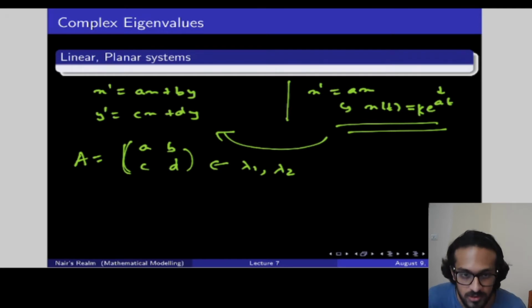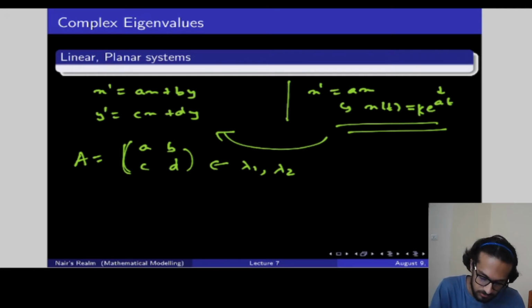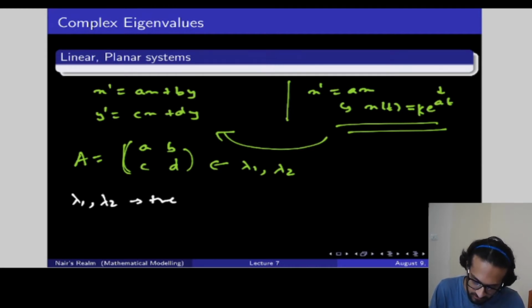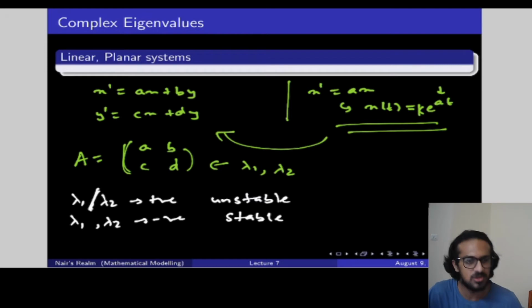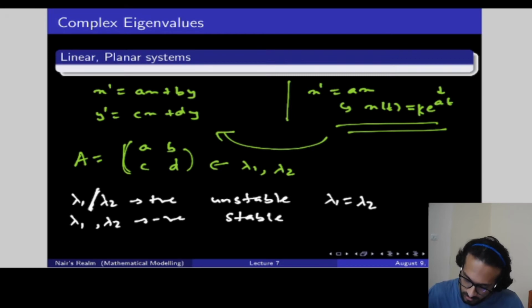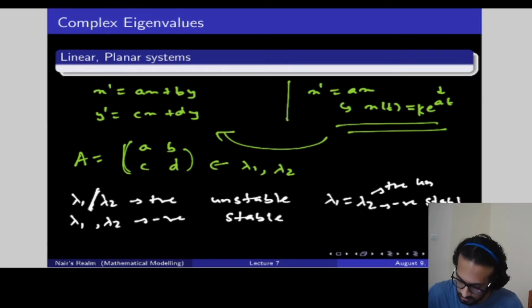So just to go over it again, we discussed that lambda 1 comma lambda 2 could both be positive, in which case the system is unstable. Lambda 1 comma lambda 2 could both be negative, in which case it's stable. We said that even if one of them is positive, so if either lambda 1 or lambda 2 is positive, we can say it's unstable. Now if they're both equal, then again it depends. If it's positive, we know it's unstable, and if it's negative, it's stable.